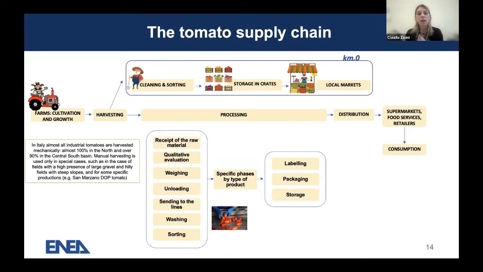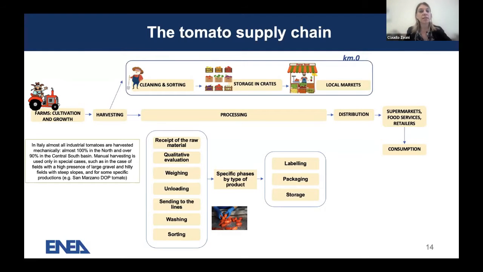In Italy, we have different PDOs about tomato, and this is one of the most famous. For what concerns processing, it is important to highlight that we have at the beginning, let's say, and at the end of the processing, several steps that are common to every kind of product that can be listed as processed tomatoes, while in the middle, we can identify different specific phases according to the type of product, if we want to obtain, for instance, the puree or the pulp, etc.